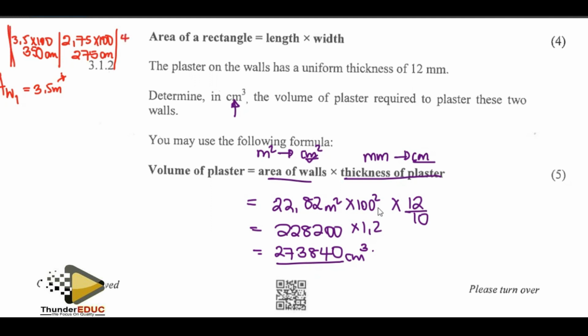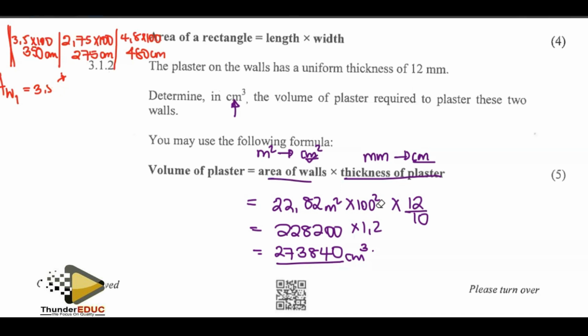The other one is 4,8 times 100. Remember, we are changing from meters to centimeters. You get 480. These are centimeters. Why am I changing to centimeters? Because I want the answer in centimeters cubed.